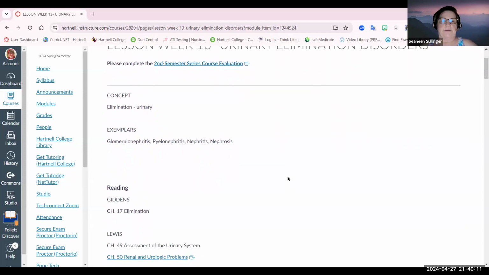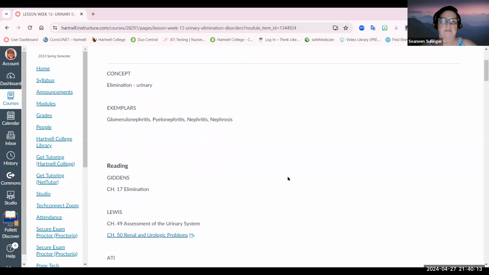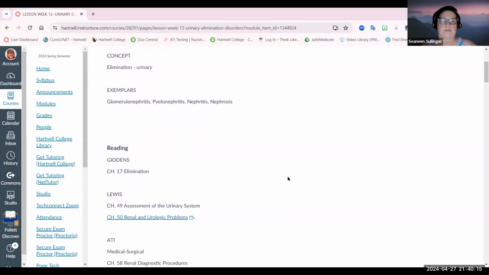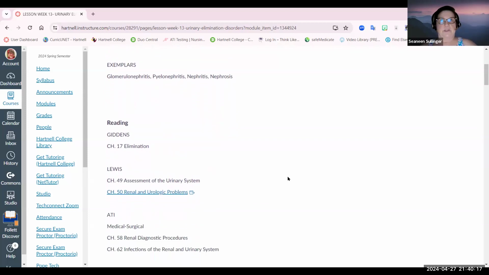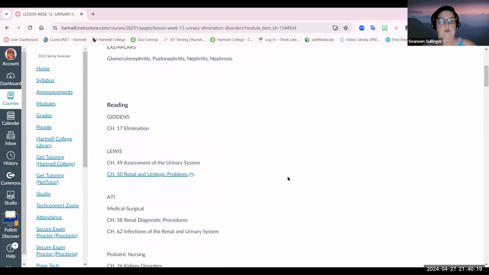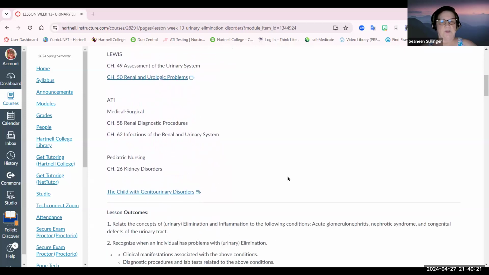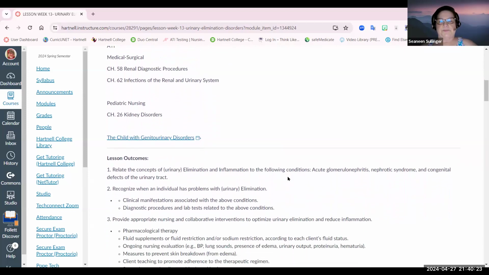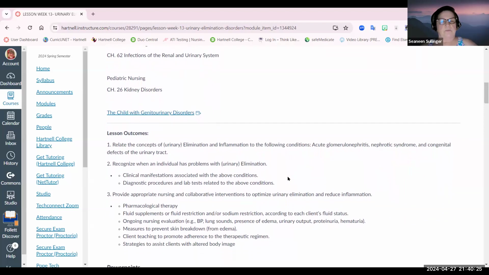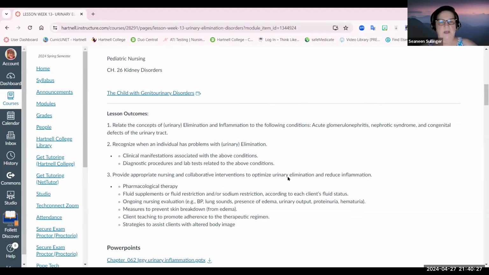glomerulonephritis, pyelonephritis, nephrotic syndrome, which is nephrosis, and also congenital anomalies of the urinary tract. So being able to recognize when an individual has problems, what does it look like? What does your client look like? And are there any specific diagnostic procedures or lab tests that relate to these conditions?